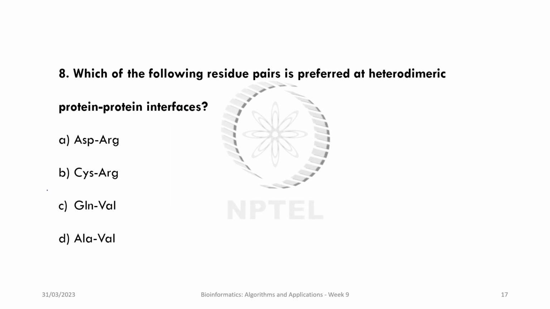Question 8. Which of the following residue pairs is preferred at a heterodimeric protein-protein interface? Option A, aspartic acid arginine. Cysteine arginine. Glutamine and valine. Alanine and valine. Thank you, Nagamani. Others?